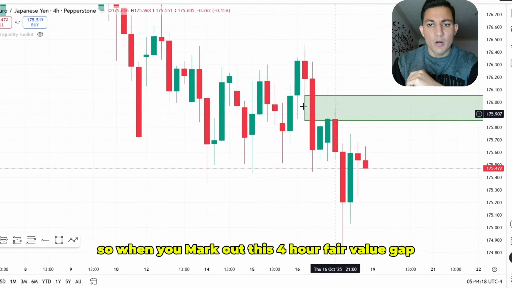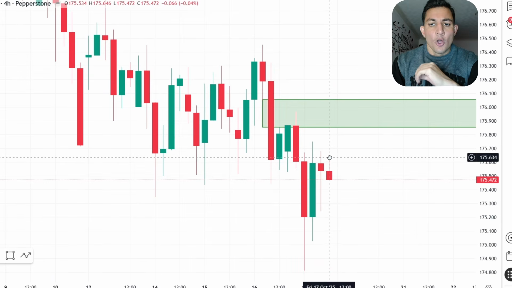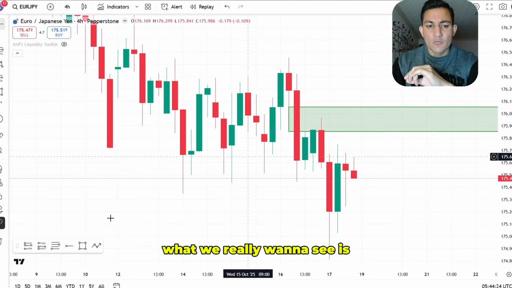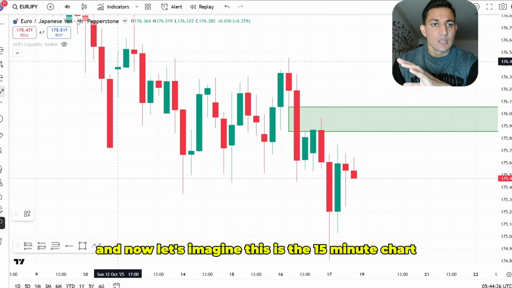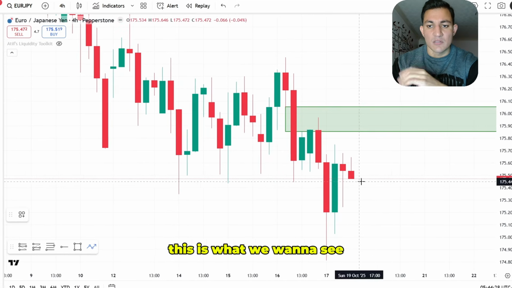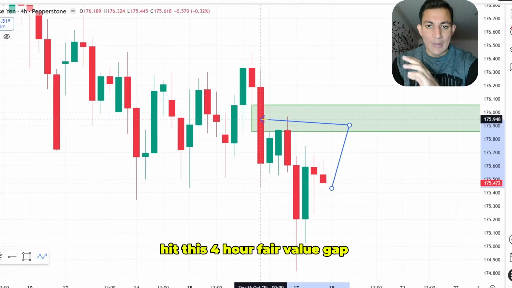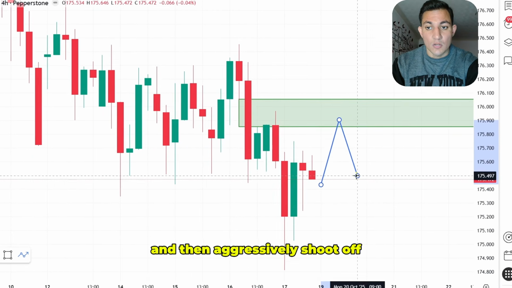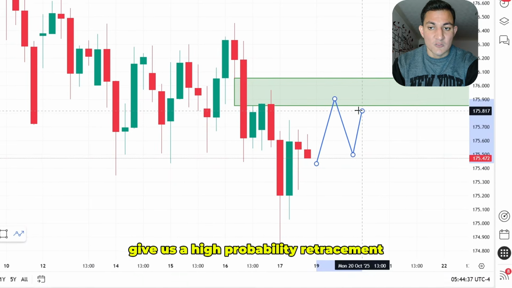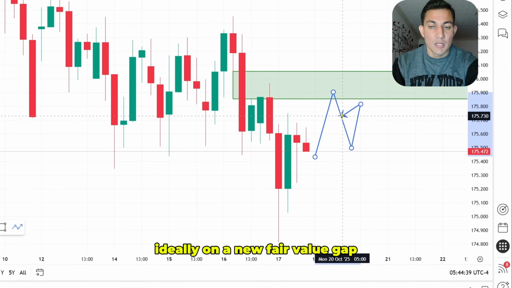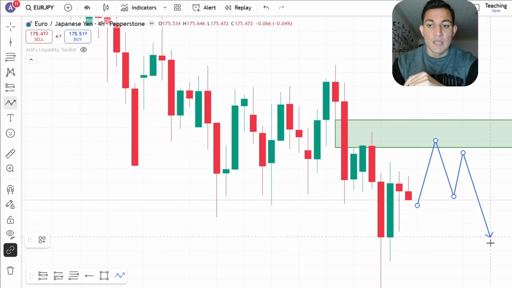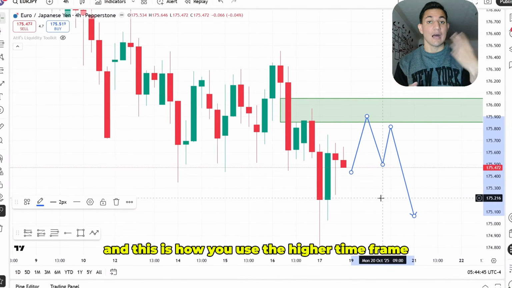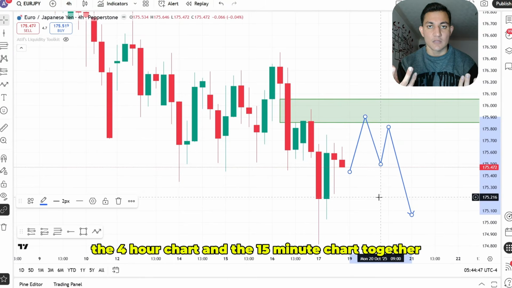So when you mark out this 4 hour fair value gap, this is a bearish 4 hour fair value gap. What we really want to see is, and now let's imagine this is the 15 minute chart, this is what we want to see. We want to see price hit this 4 hour fair value gap on the 15 minute chart and then aggressively shoot off. Give us a high probability retracement, ideally on a new fair value gap, this time all on the 15 minute chart, and then shoot off, right? This is what we want to see on the 15 minute chart. And this is how you use the higher time frame, the 4 hour chart, and the 15 minute chart together.